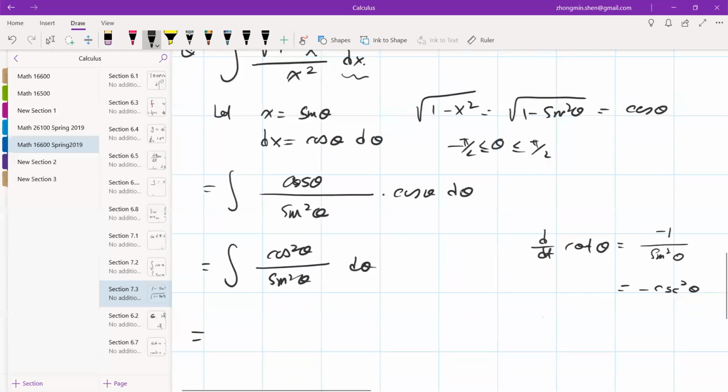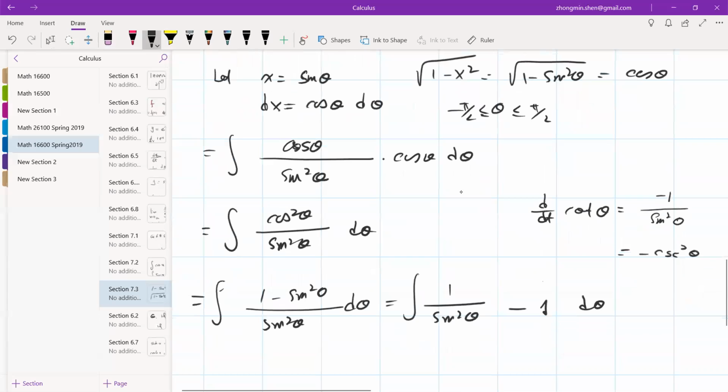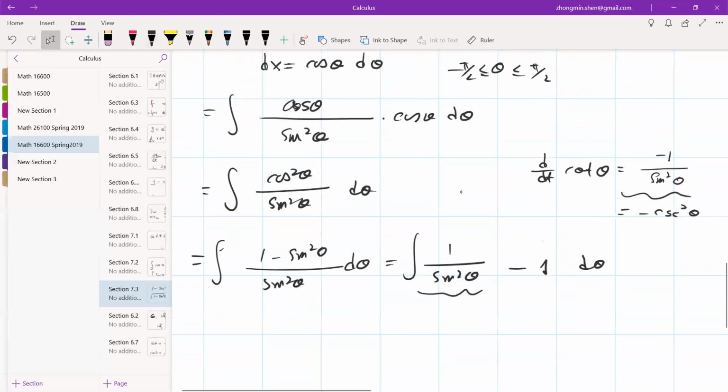But when you see that cosine squared theta can be changed to 1 minus sine squared theta, and if you do this, then the problem becomes simple. You do have the formula here, then you can solve the problem. It's going to be negative cotangent theta minus theta plus constant.